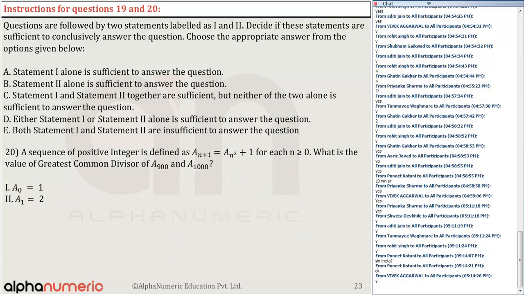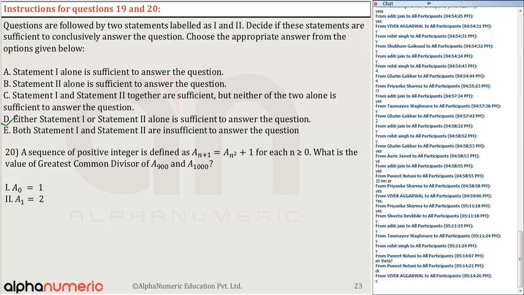Now 20th. Let's see. Oh, this was a very easy question. The correct answer of question number 20 is option 4, D. 4 people got it right. A sequence of positive integers is defined as a(n+1) equals a(n) squared plus 1. What is the greatest common divisor GCD of A900 and A1000?